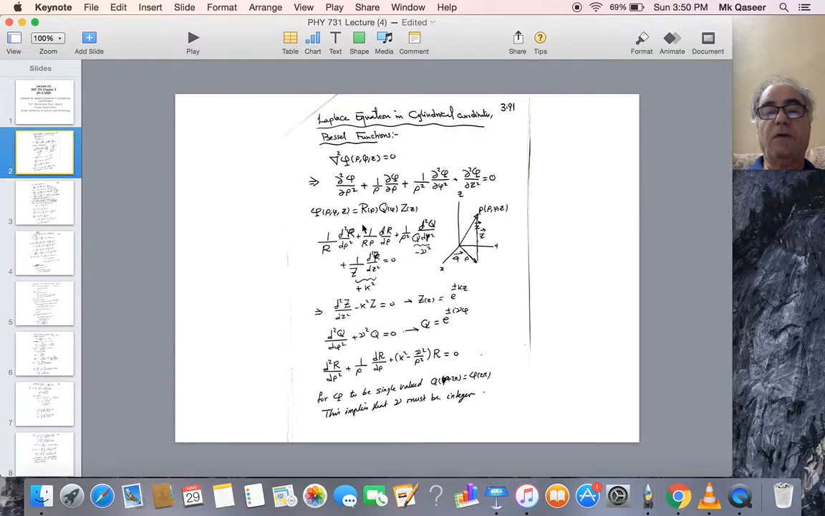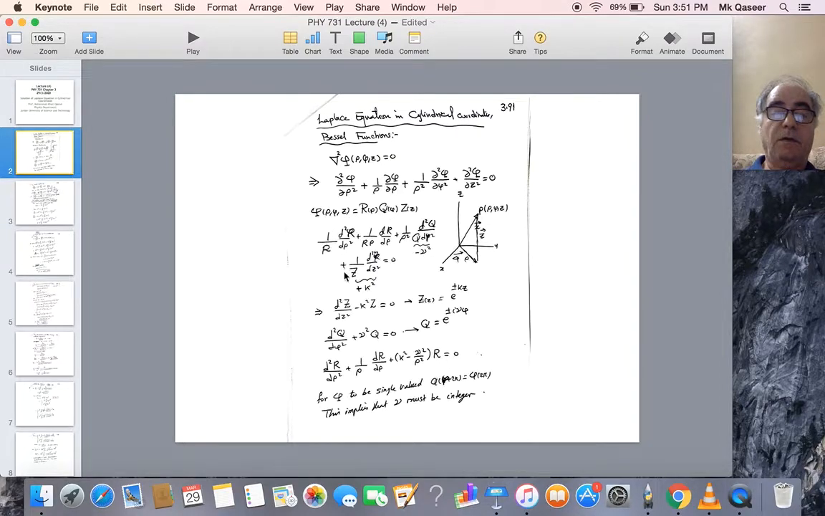We assume phi is equal to R(rho) times Q(phi) times Z(z). Now we substitute phi into this differential equation and divide by phi. We get this equation. Now the Z part is already separated. We call it k squared, where k squared is a constant, and d2Q by Q d phi squared, we call it minus nu squared, where nu squared is a constant.